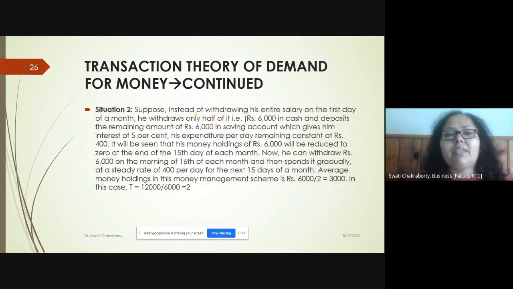In the second situation, the individual says, let me not withdraw everything on the first day. He'll withdraw just half of it, that is 6,000, keeping the rest, 6,000, in a savings account, which will give him 5% interest. But his expenditure per day is still the same, that is 400. So right now he's holding only 6,000, and on the 15th day it becomes zero. Then he withdraws the rest, 6,000, on the 16th day of the month and starts spending it at the same rate of 400 per day, and by the end of the month it becomes zero.